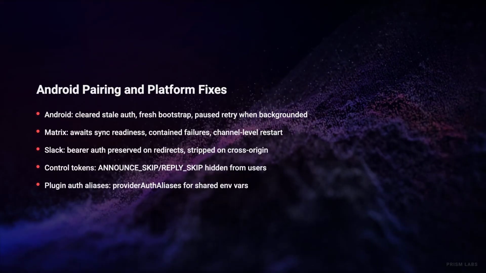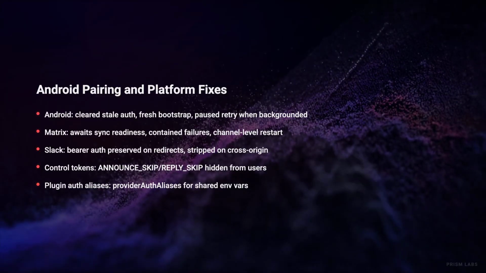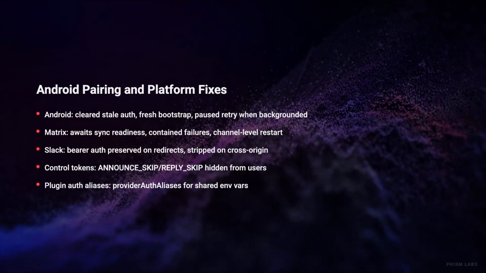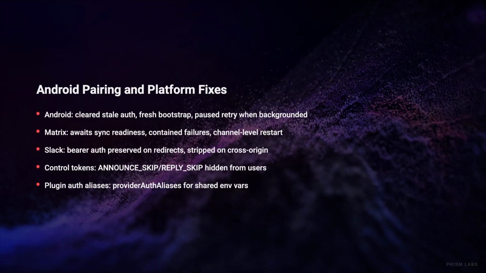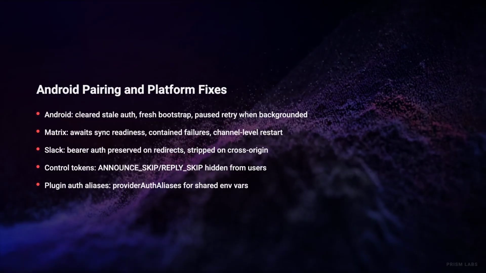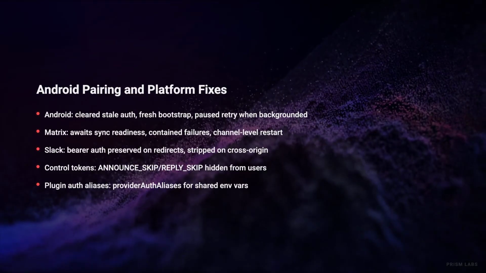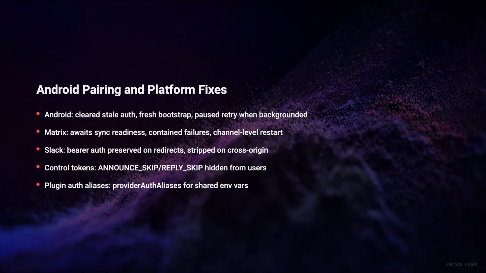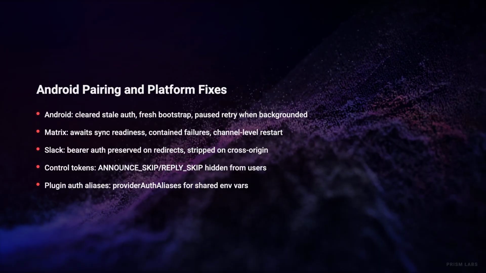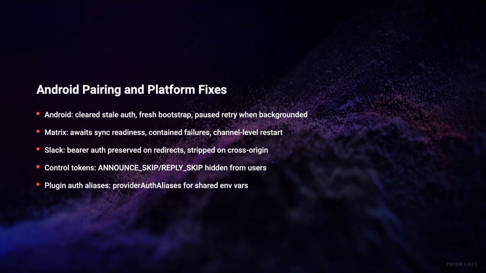Slack gets bearer auth preservation across same-origin file redirects, while properly stripping auth on cross-origin CDN hops, a nuanced fix that ensures file downloads work while preventing credential leakage. ACP block replies are now treated as visible delivered output to prevent resending fallback text. And control tokens, those internal announce-skip and reply-skip markers, are now suppressed across chat updates and history sanitization, preventing internal agent scaffolding from leaking into user-visible conversations.